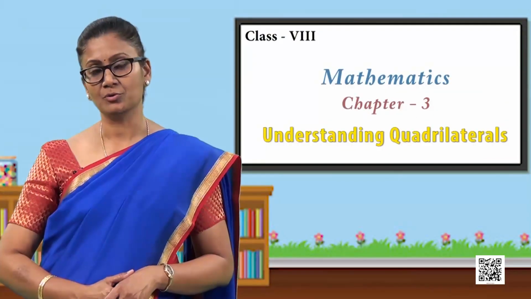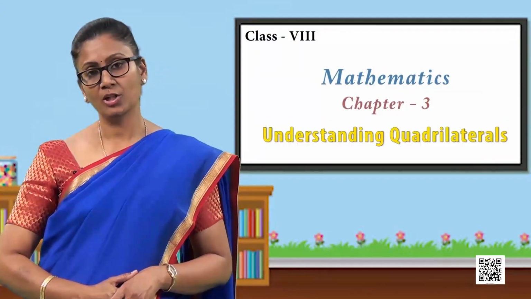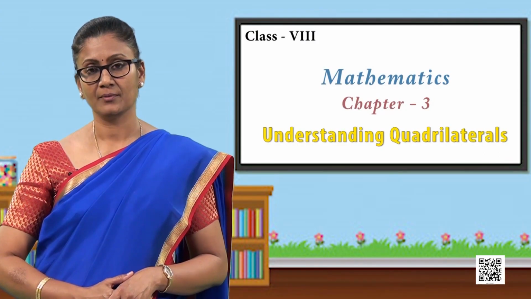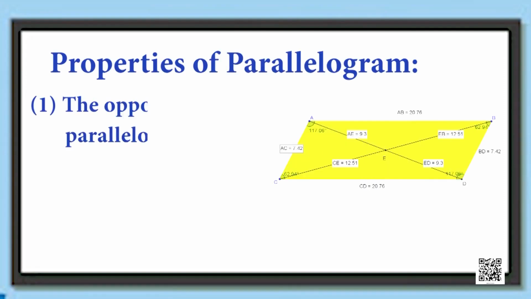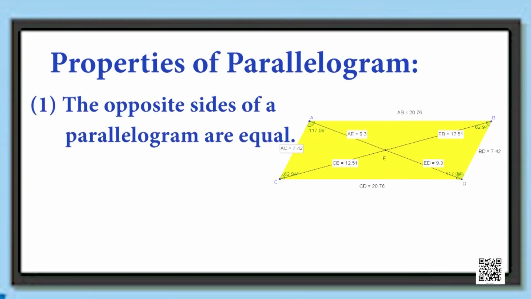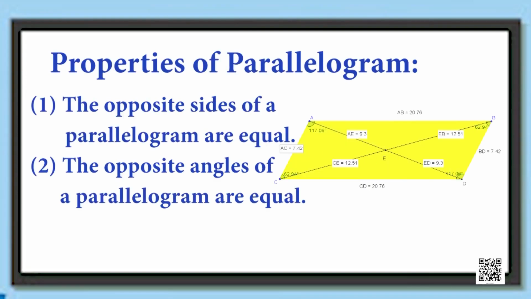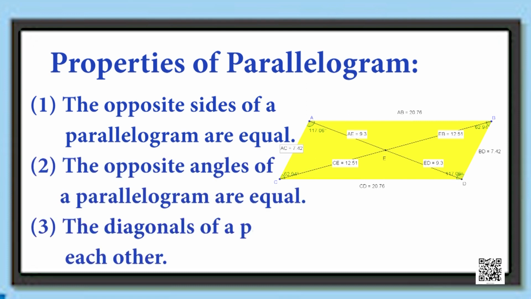So from the video, you are able to verify all the properties of a parallelogram. So now let's list them one after another. The opposite sides of a parallelogram are equal. The opposite angles of a parallelogram are equal. The diagonals of a parallelogram bisect each other.